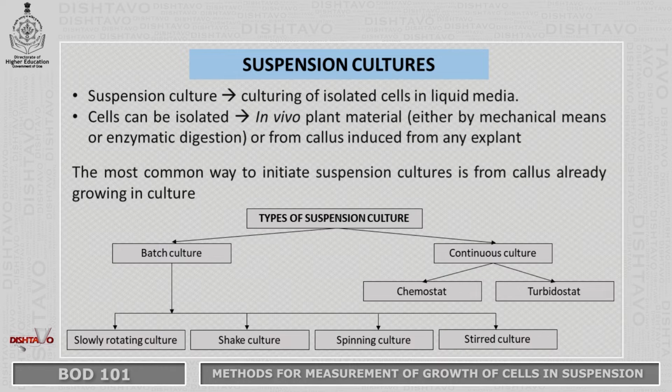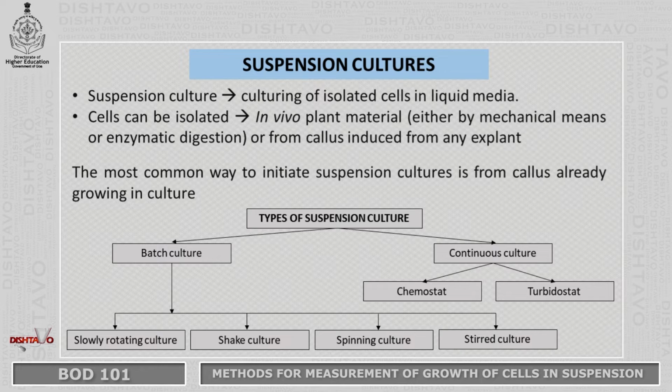The spinning culture consists of culture vessels of approximately 10 liters volume placed on a spinner at an angle of 45 degrees, and the stirred culture, which is utilized for large scale production of suspension cultures, is fitted with a magnetic stirrer and has a sterile air bubble inside it.